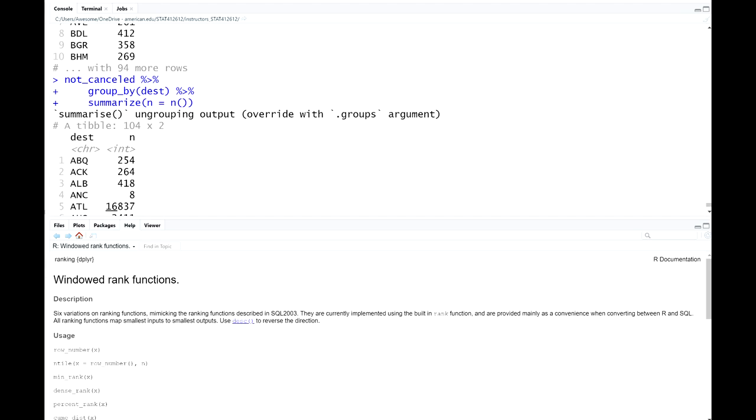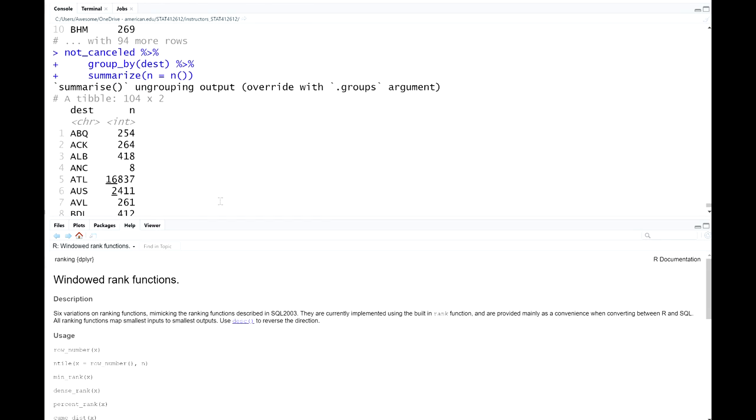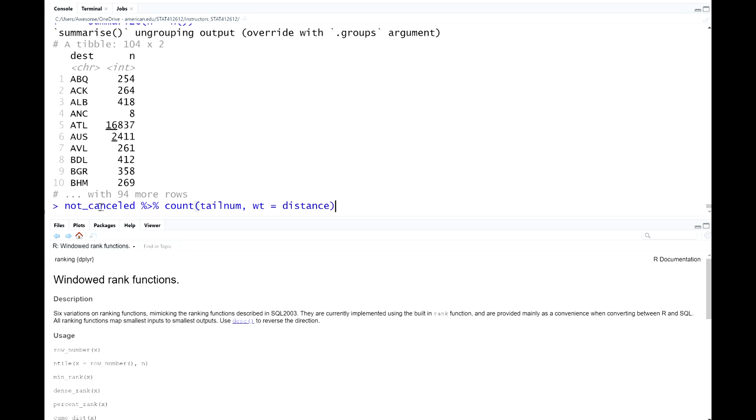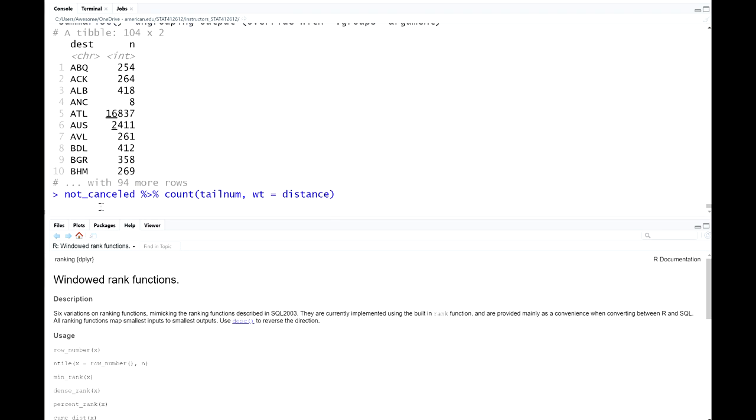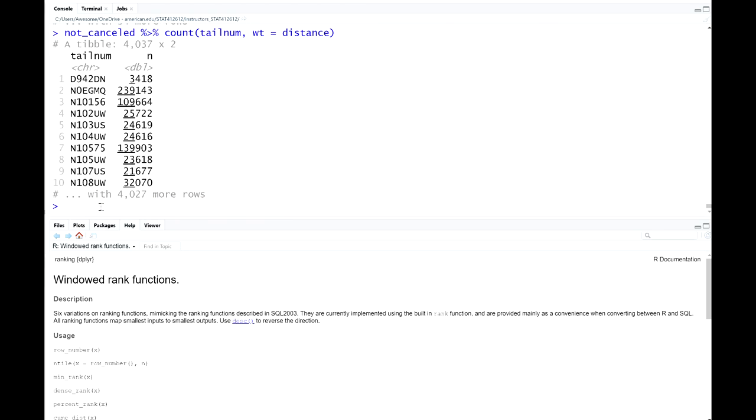For the next one, you should be able to do that one on your own. We're looking at an alternate way to get the total distance flown for each tail number. So for each tail number, we want the total distance flown. Pause the video, see if you can work it out, come back and see if you got the same thing that I did.